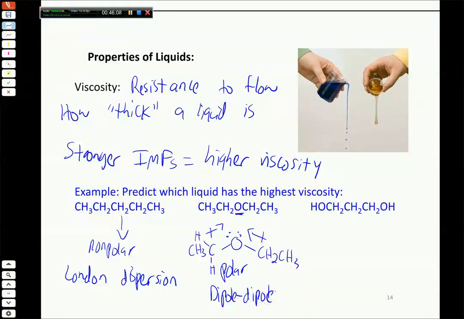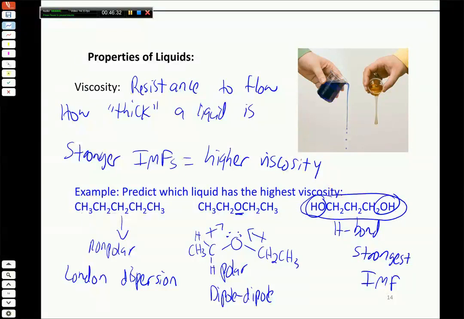And then finally, the last substance here, what we notice is that it has two OH bonds. And as soon as you see that there are OH bonds present in a substance, you automatically know that there's going to be hydrogen bonding. That's the strongest intermolecular force of all of these three. And so this substance here, which would be called propylene glycol, I believe, if I got my nomenclature right, that substance is going to have the highest viscosity because it has the strongest intermolecular forces of these three substances.